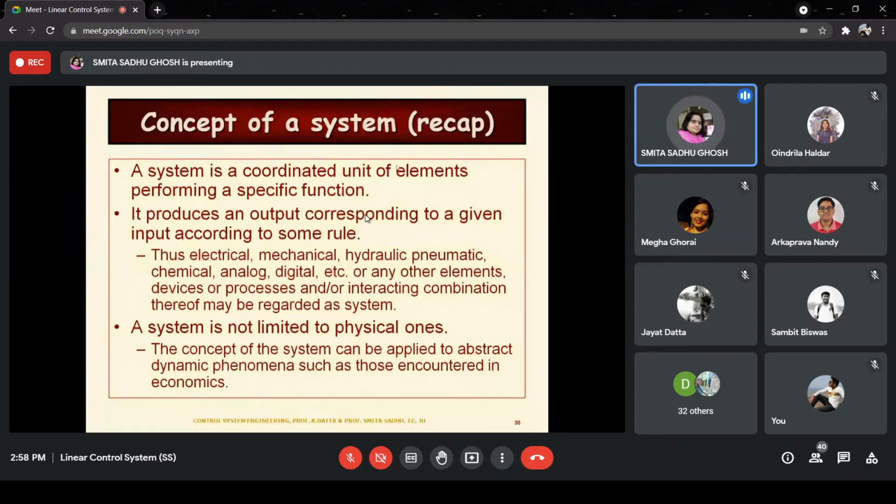Okay. So anyway, system physically may be having different natures, such as these. However, a system is not limited to physical ones. I had already stated that in the last class as well as in today's class. That is, the concept of a system can be applied to abstract dynamic phenomena, such as those encountered in economics or some biological system, or such systems also are called systems, but they are not physical in nature.